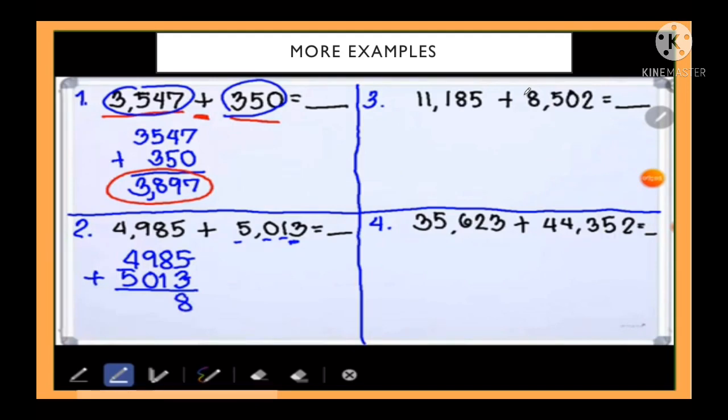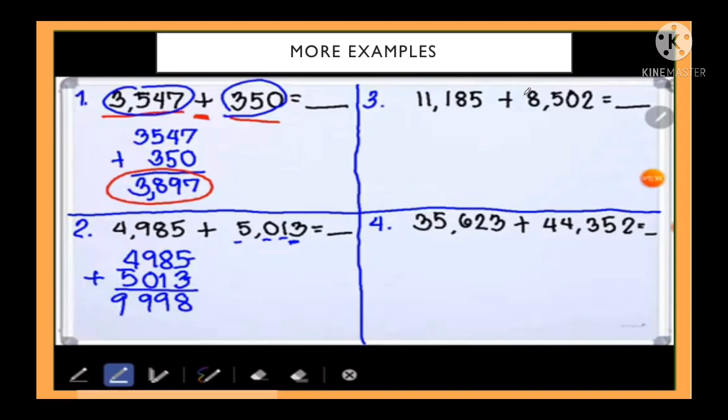How about 8 plus 1? 9. Good job. Next, 9 plus 0. 9 plus 0 is 9. Yes. 4 plus 5. 4 plus 5 is also 9.